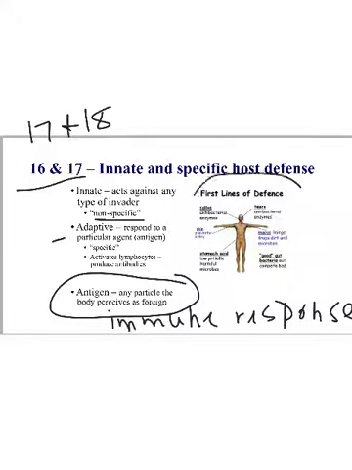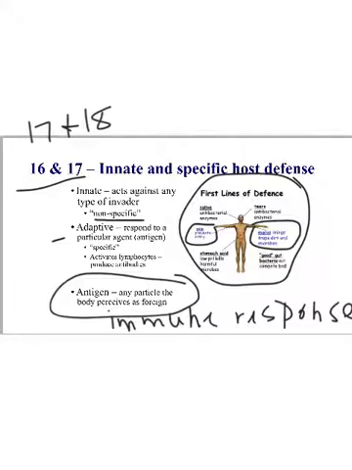Okay, now our first lines of defense are things like our skin, which prevents the entry, the mucous membranes, which we'll talk about more in a minute, saliva, tears, the good gut bacteria, and then the stomach acid.